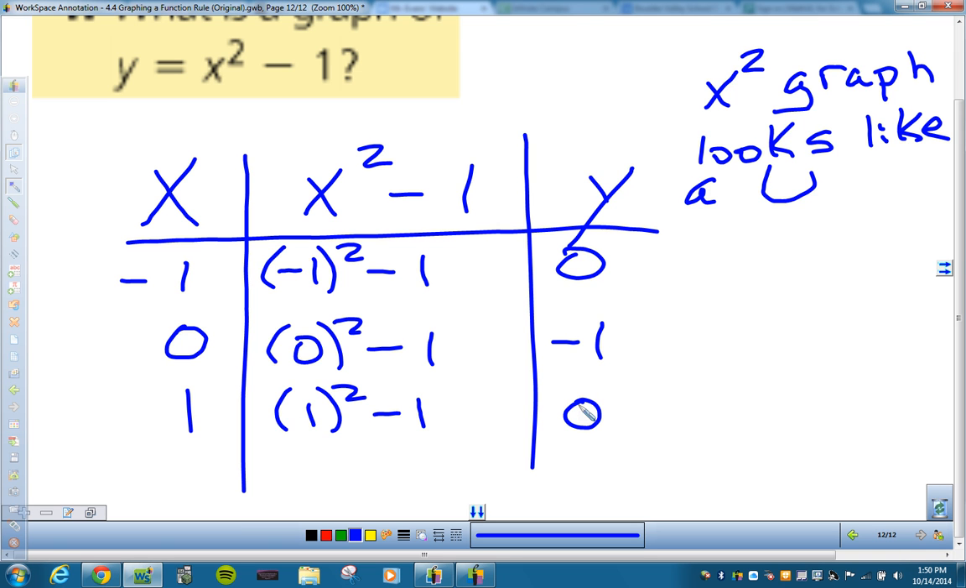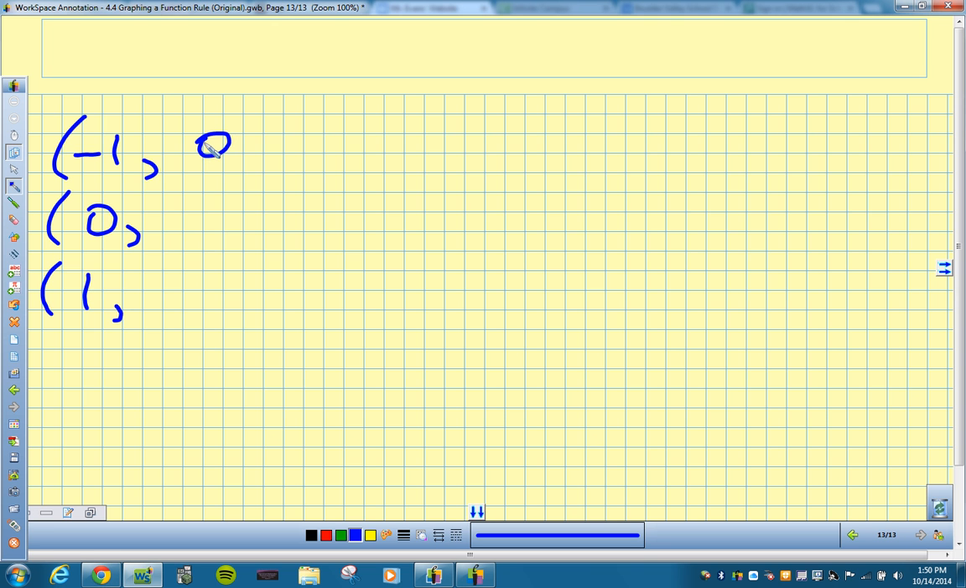Yes, it is the pattern, right? It goes down 1 and then back up 1. That's what makes that U shape in the graph. So we have -1, 0, and 1. I'm going to write these ordered pairs down again. And we got 0, -1, and 0 when we did those. And now I'm going to graph it. So the points are going to look like you can make a V, but you need to, as best you can, try to make it look like a U.